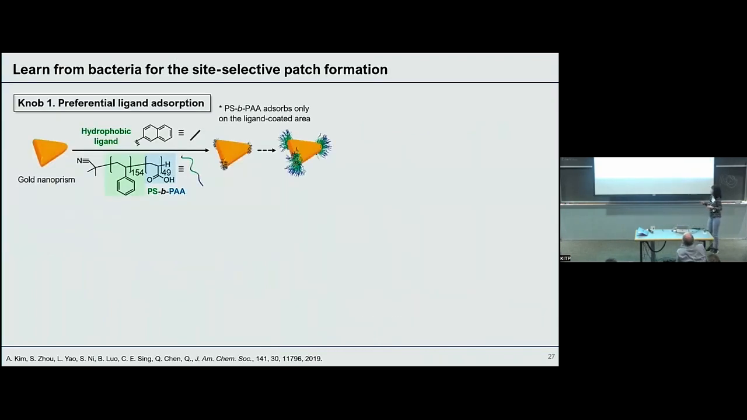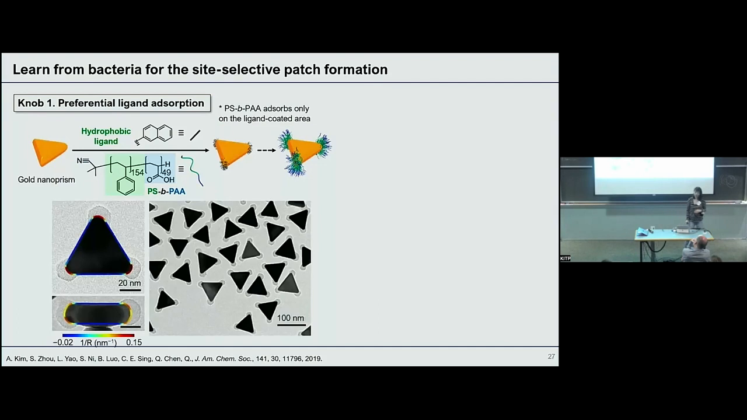In this example of triangular nanoprisms, she incubated triangular nanoprisms with thiol ligands that are hydrophobic, and then a block polymer of polystyrene and polyacrylic acid. By doing so, the thiol ligands will selectively attach to the ends or the tips of the triangular prism, and then the block polymer will absorb onto the tips due to the hydrophobic attraction. So this turns out to be a very efficient strategy. We have a high yield of these tip-coated triangular nanoprisms.